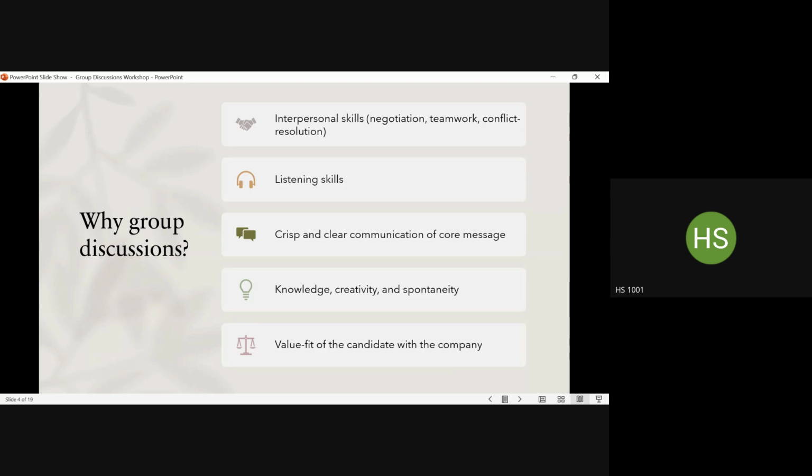When somebody is trying to hire you after a group discussion, they are also trying to see whether you will be a good value fit or culture fit with that company.